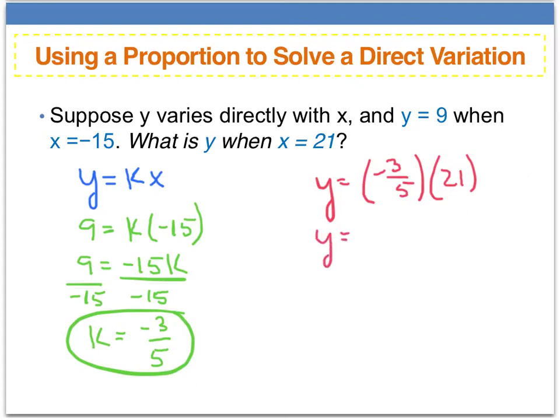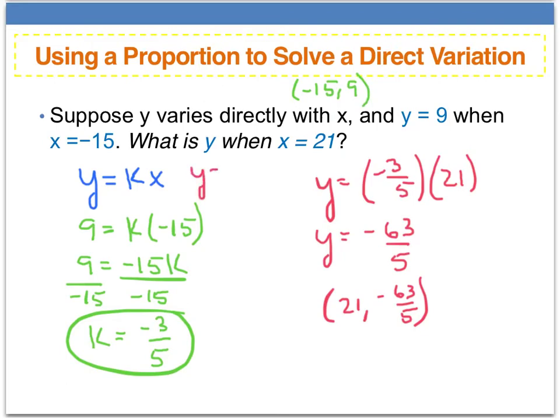So y is going to be, remember, whenever we're multiplying a fraction times a whole number, you multiply numerator, numerator, denominator, denominator. So this is going to be negative 63 over 5. So whenever x is 21, y is negative 63 over 5. So this coordinate here, as well as the coordinate we started with, all lie on the same line of y equals negative 3/5 x. So these two coordinates lie on this line since our constant of variation is negative 3/5.